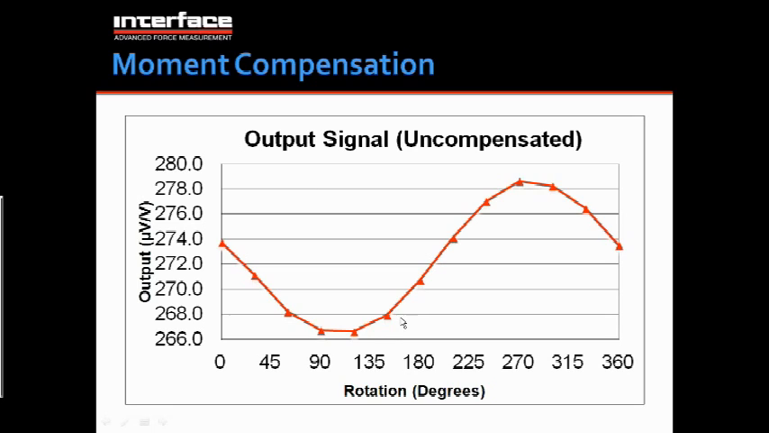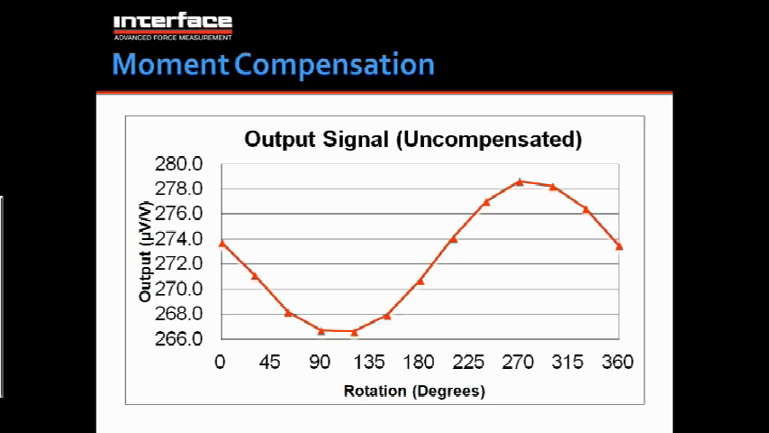So if we take the highest value and we determine the difference between that reading and the lowest value of the output signal that we obtain, that difference will tell us whether our load cell is meeting our moment compensation specifications.